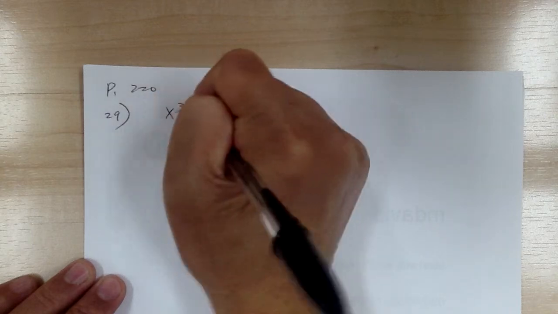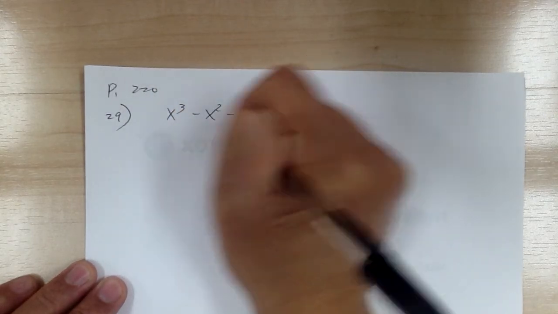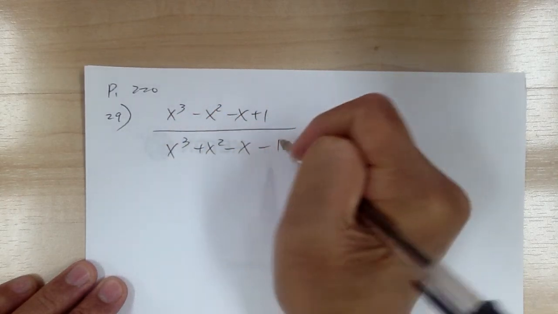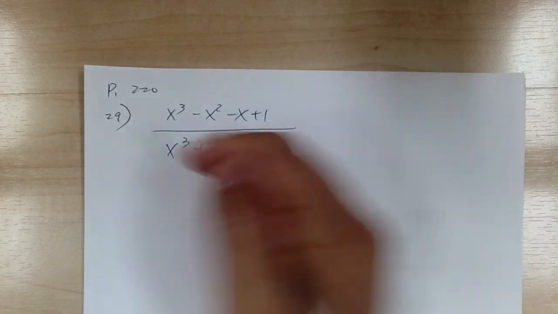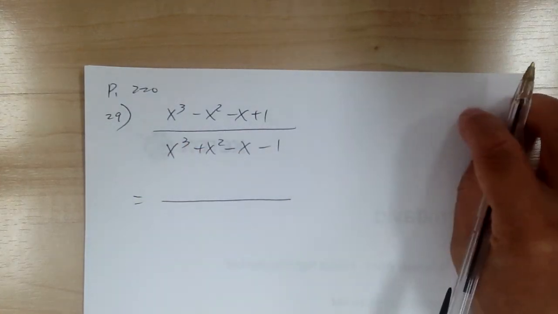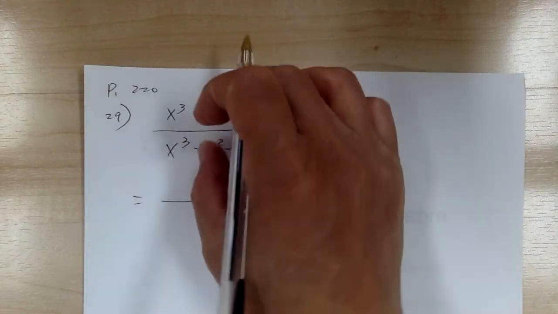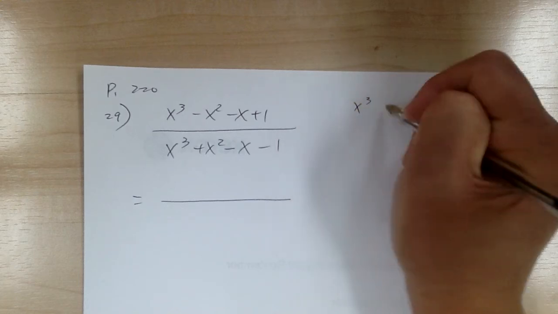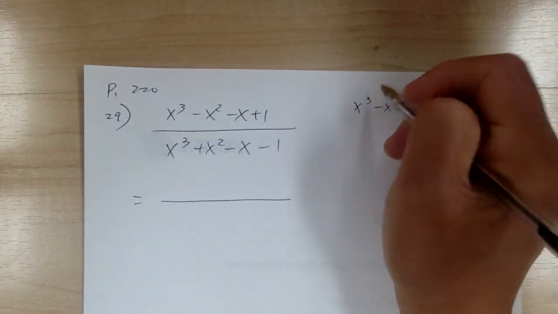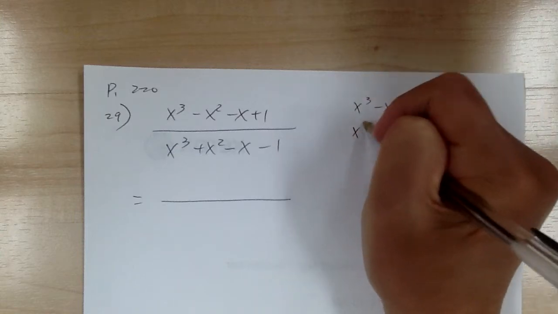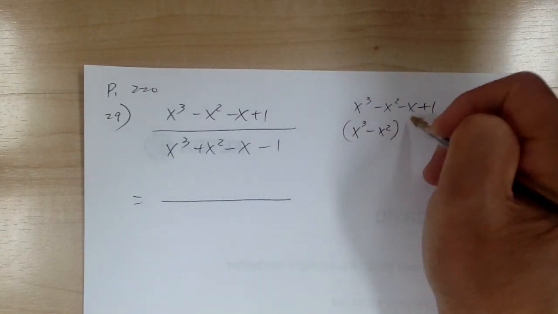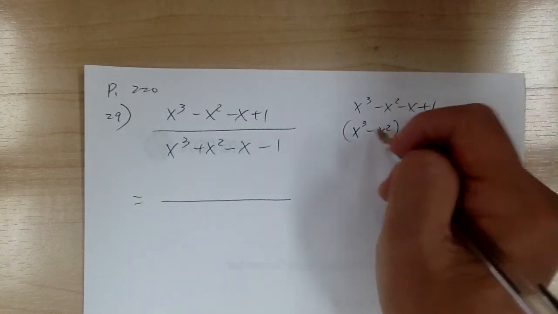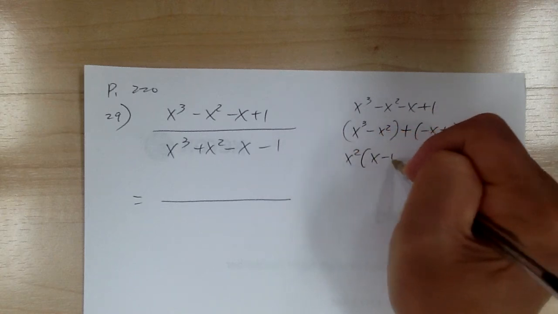Okay, let's go to number 29. You have x cubed minus x squared minus x plus 1 over x cubed plus x squared minus x minus 1. All these are grouping. Now normally when you have this kind of one, you want to go off to the side to do the factoring, so that you don't clutter up the major steps. So that's going to go off to the side. You've got x cubed minus x squared minus x plus 1. I'm going to group the first two, and I can always put a plus between the groups and factor out the x squared. So I get x minus 1.